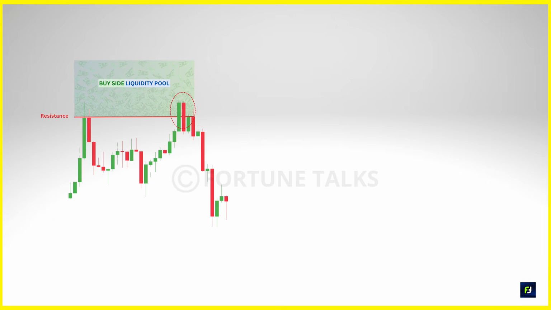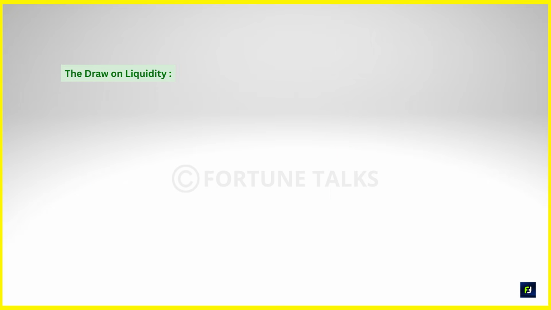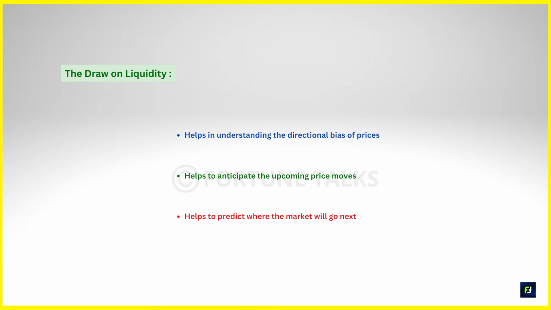For instance, if there is a buy-side liquidity nearby, price will likely move up to grab this liquidity. Similarly, if there is a sell-side liquidity nearby, price will likely move down to grab this liquidity. So this draw on liquidity will help you understand the directional bias of prices. It lets you anticipate the upcoming movement of prices. It helps you predict where the price is likely to go next. This is where you need the help of external and internal range liquidity.